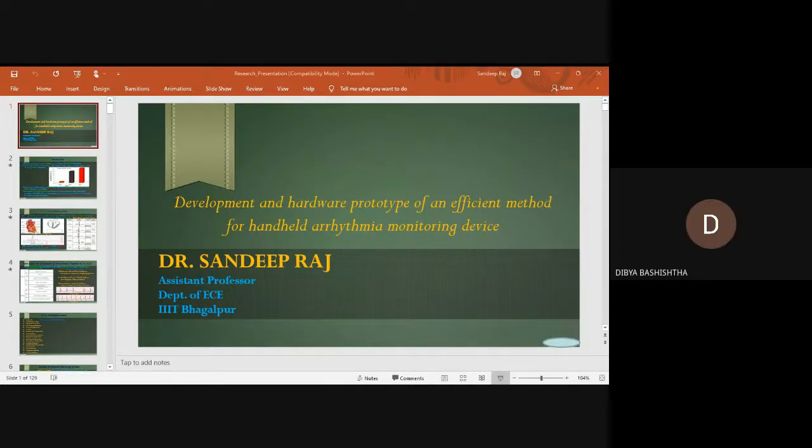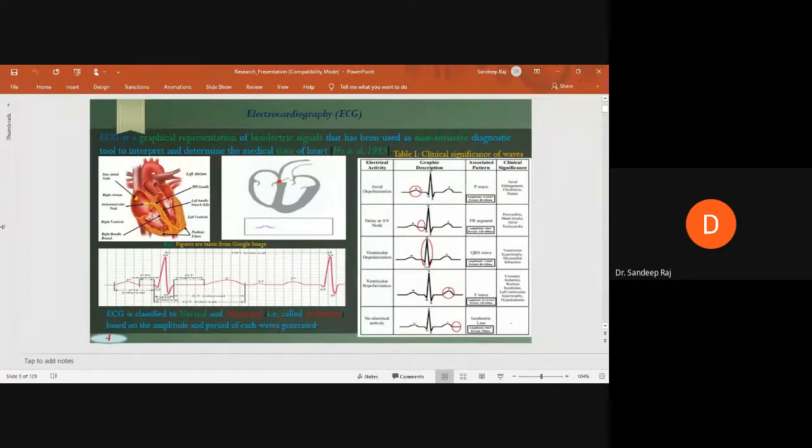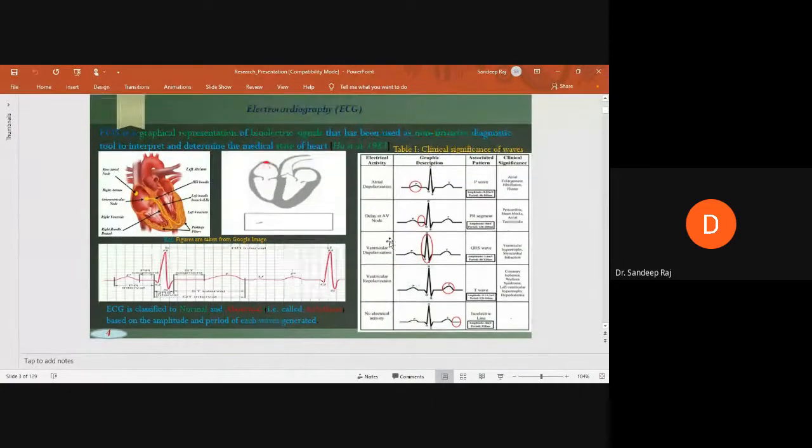Excuse me, sir. Sir, your slides are not changing. Now it is visible? Yes, sir. Okay. So let me make this a bigger one. Now I think it is clear? Yes, sir.